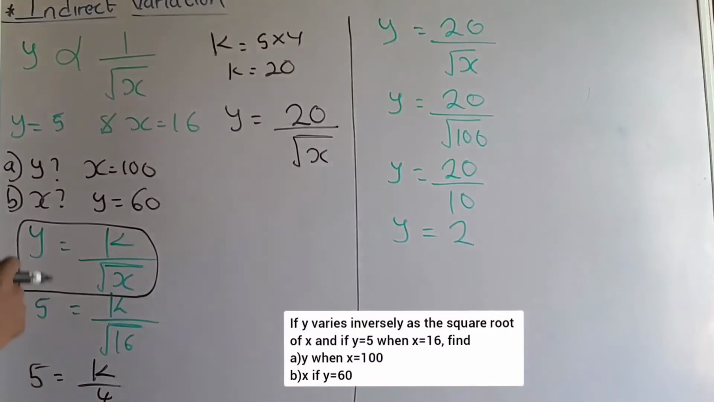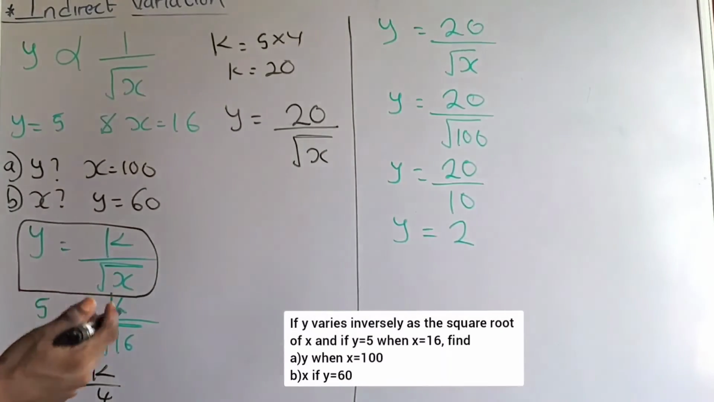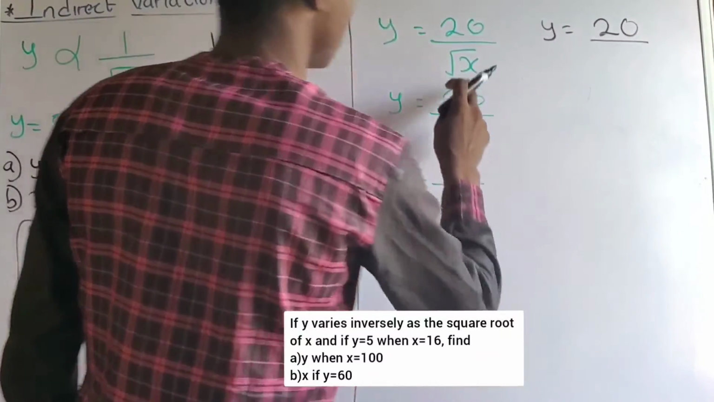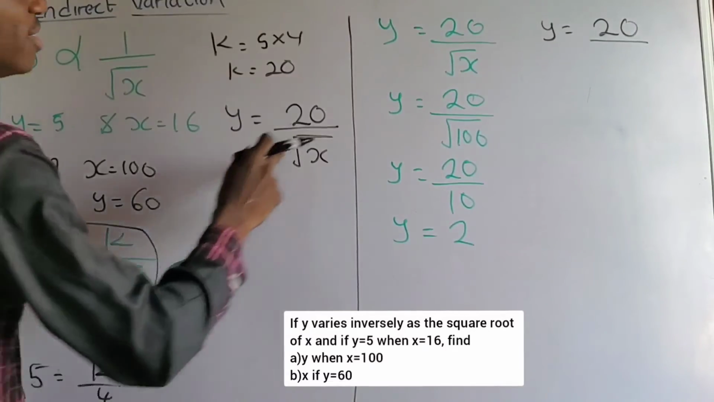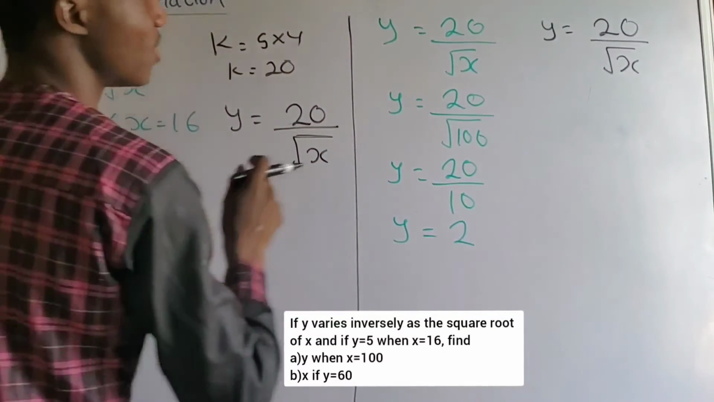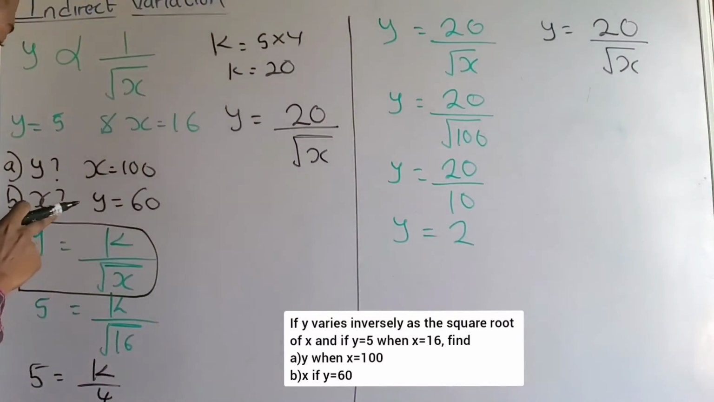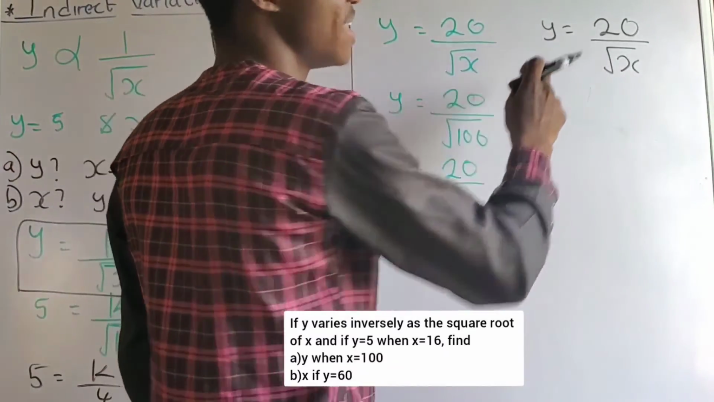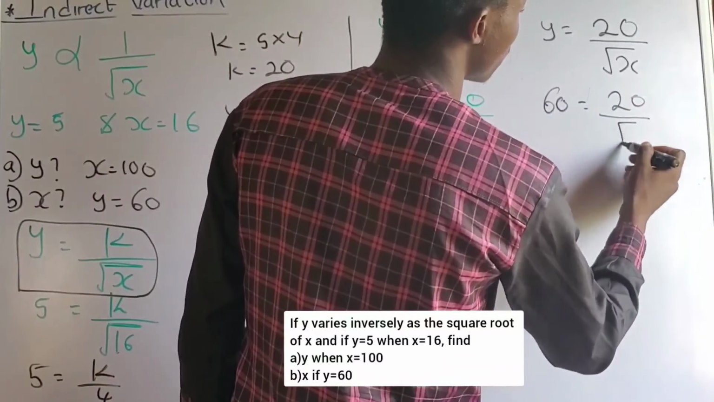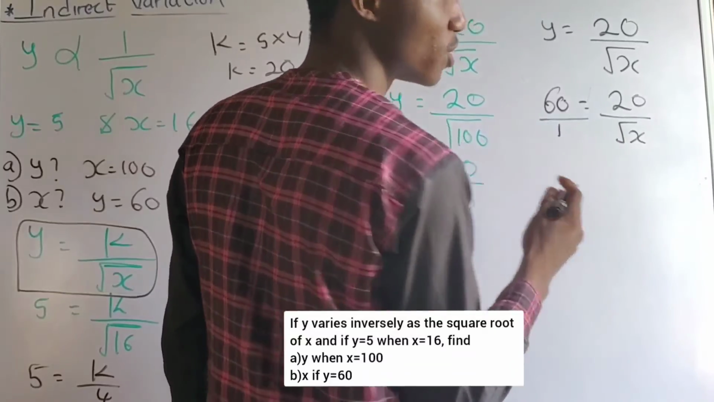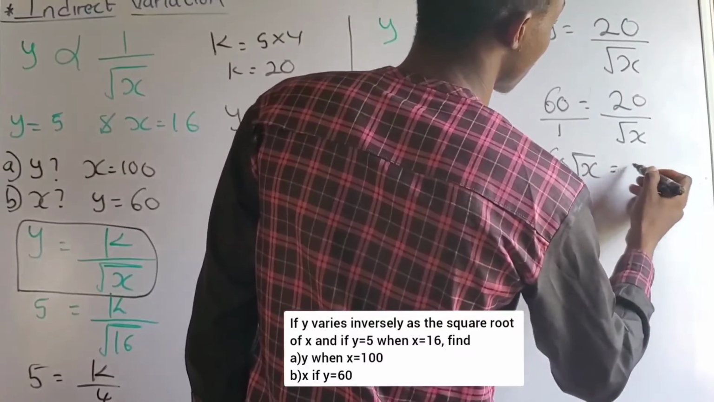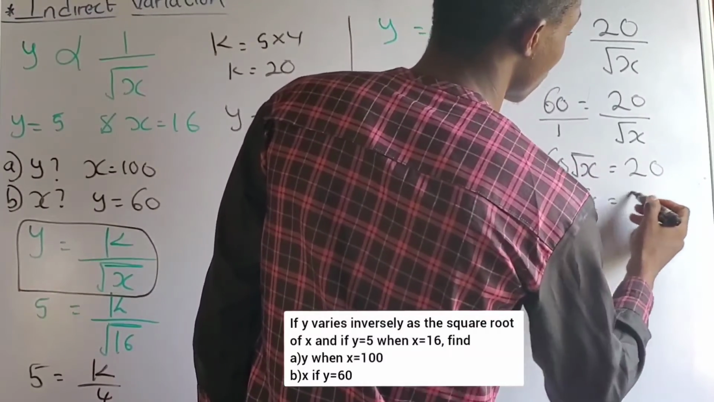Do you understand? Okay, now we are asked to find the value of x when y is 60. Well, to do that, just replace the value of y as 60 in this relationship. So I'm going to have 60 equals 20 over root of x. Okay, so we take the cross product, that is, cross multiply. I'm going to have 60 root x equals 20.